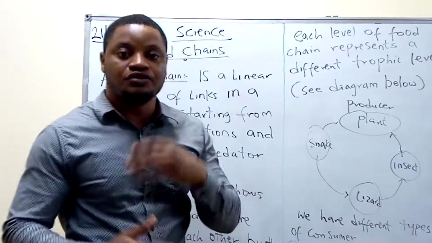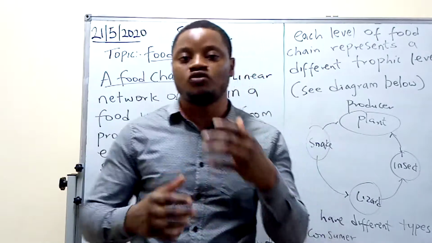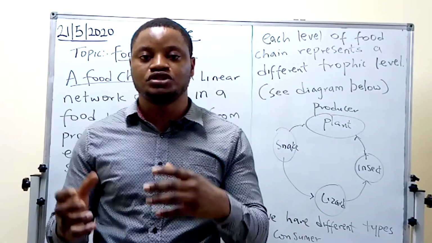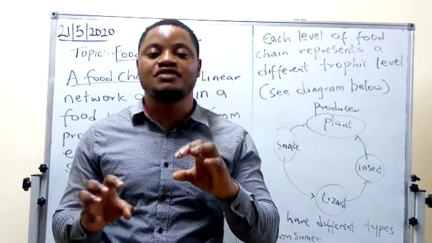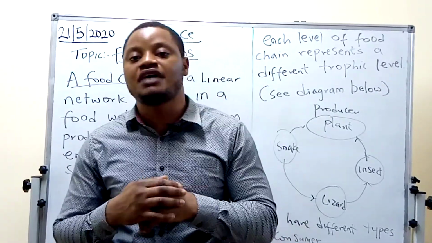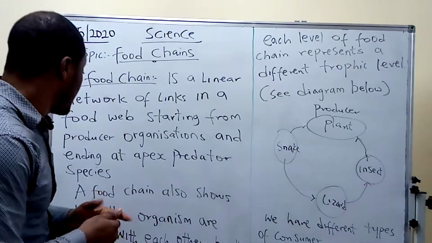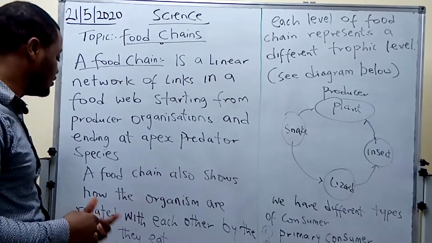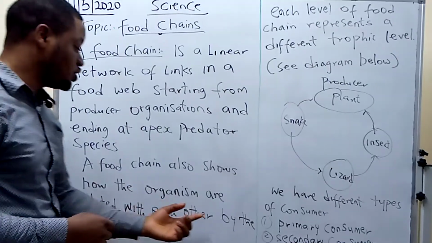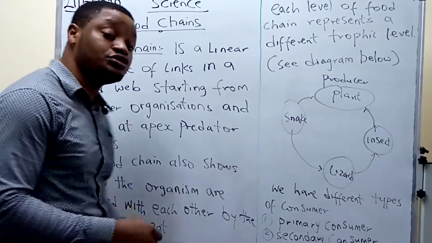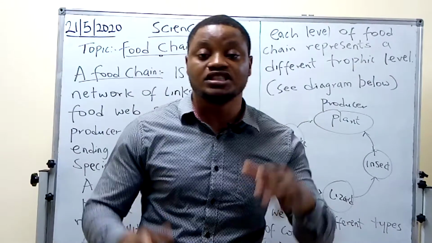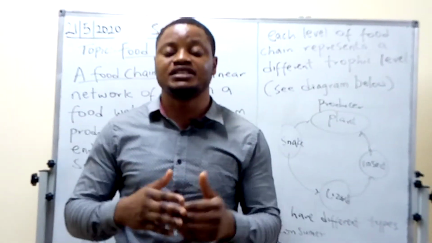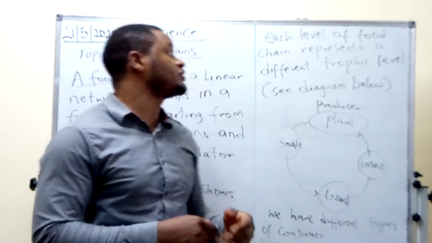Now, a food chain has a linear network of producer and consumer. In a food chain, we have producers and we have consumers. A food chain also shows how the organisms are related to each other by the food they eat. That is, it shows the relationship between the producer and the consumer by the food they eat.